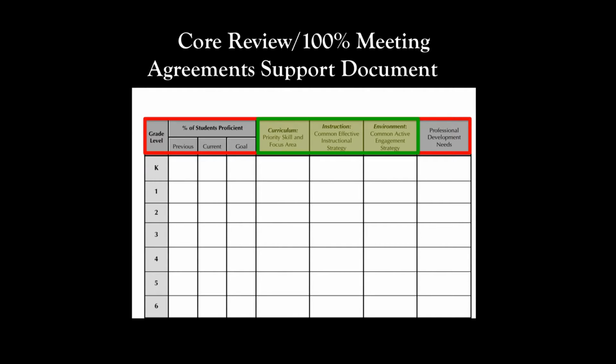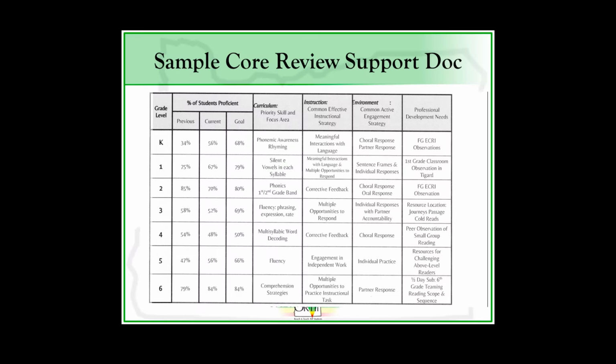It's really nice to see at a glance what our school has decided to focus on. The other column that is important to take note of is the professional development needs. You can see off to the right here that at a glance I may see some commonalities that were requested after our core review meetings for professional development needs. Here's a sample core review support document completed.